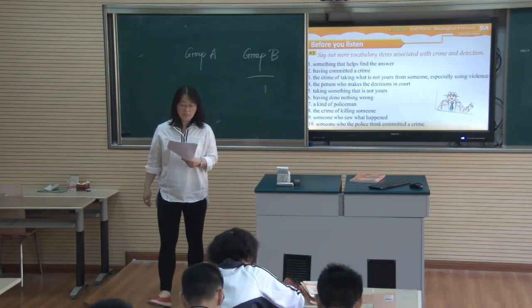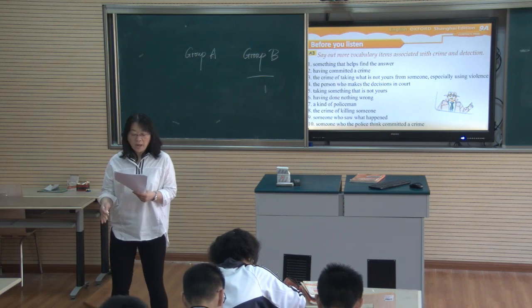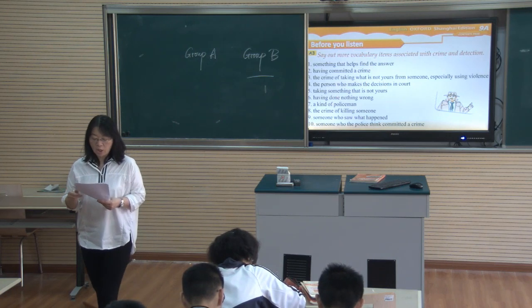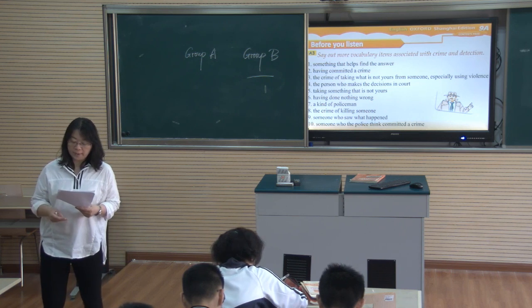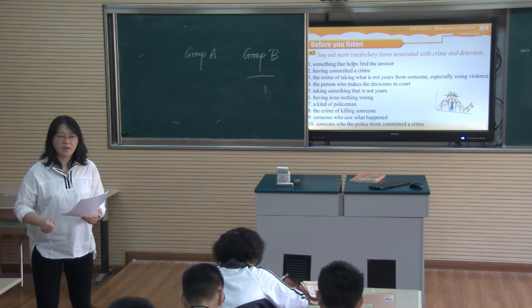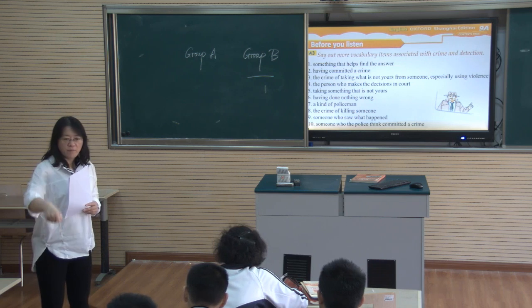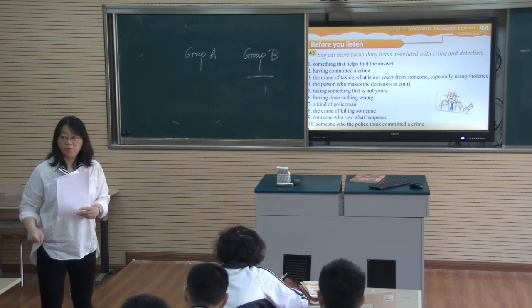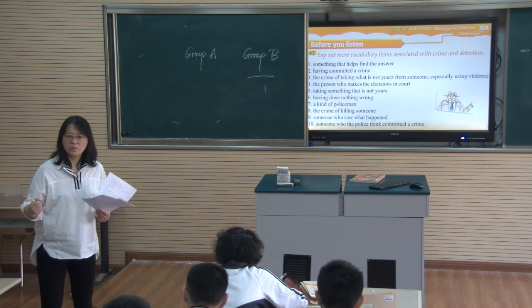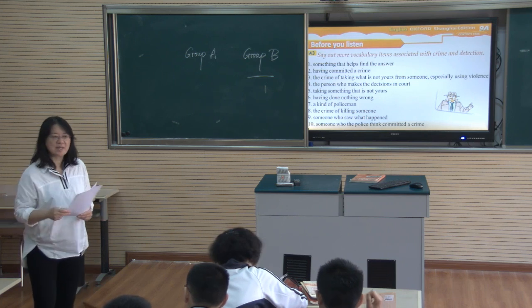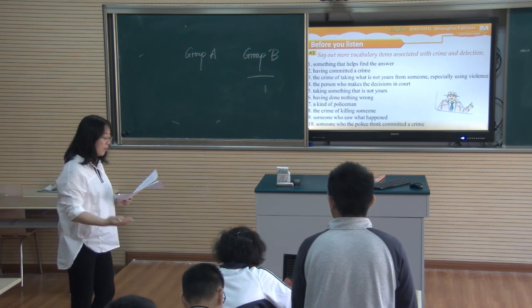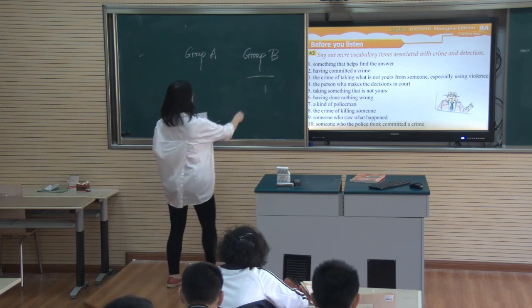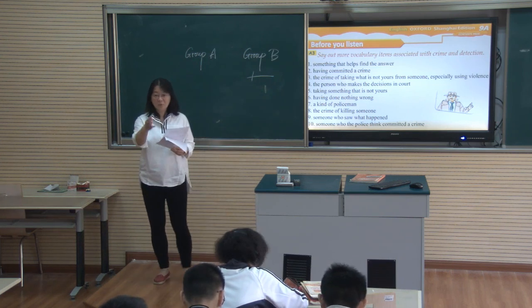Now number 3. The crime of taking what is not yours from someone, especially using violence. Violence that is used force, force, 武力 power, strong power. So what is it? Now, Yang Linghan. Robbery. Robbery, that's right, robbery. 2 scores, okay, group B.